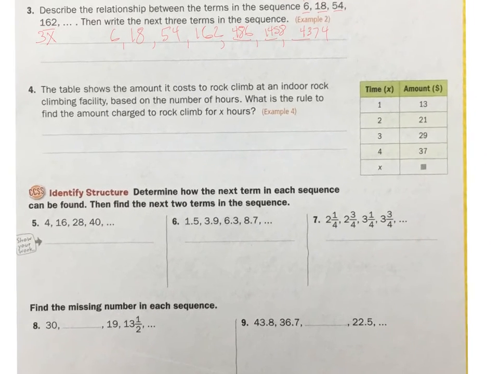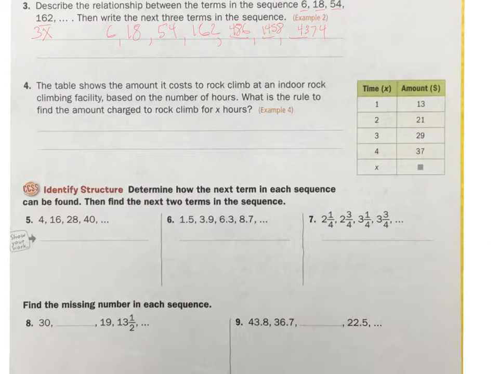Okay, number 4, we've got to pull it out so we can see the table. The table shows the amount it costs to rock climb in an indoor rock climbing facility. Based on the number of hours, what is the rule to find the amount charged to rock climb for x hours? Okay, so what's going on here? Looks like plus 8. From 21 to 29, plus 8. So each time I go up, I get another 8.